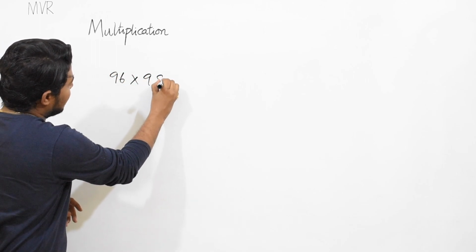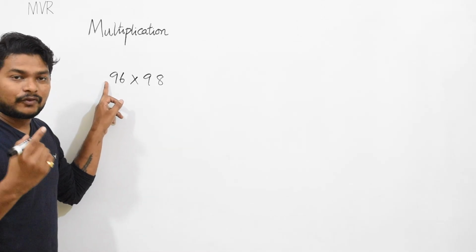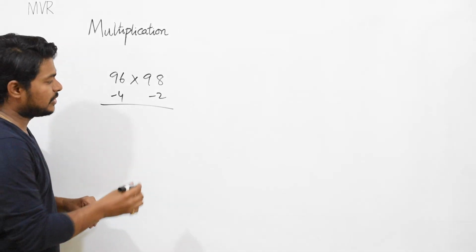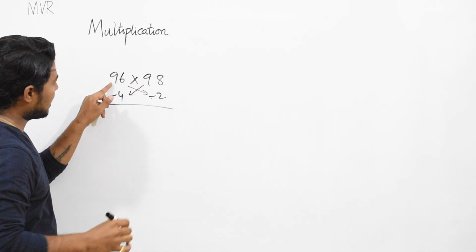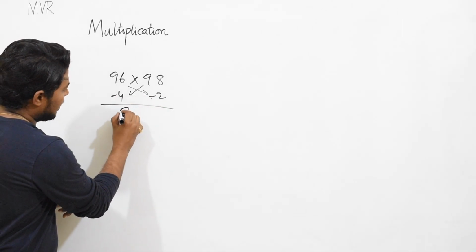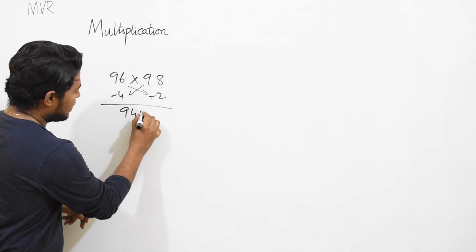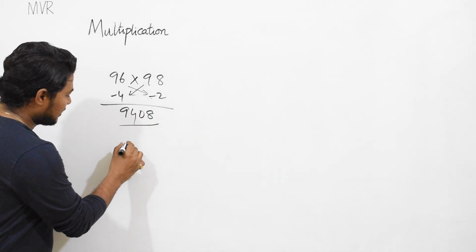96 into 98. 96 is 4 less than 100, so it is minus 4, and 98 is minus 2. Now you need to subtract crosswise: 96 minus 2 will be 94, and here you multiply 4 into 2, which is 8. This is the value. Now I will do another.